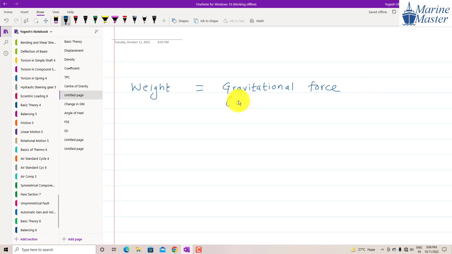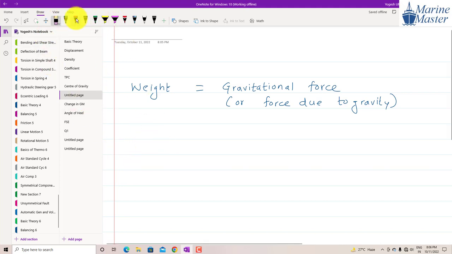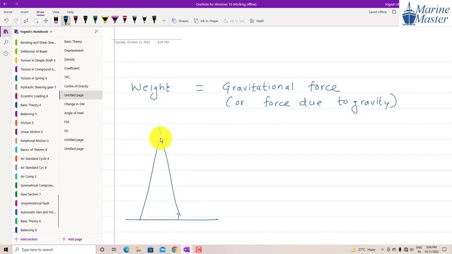In other words, force due to gravity, guys. Force due to gravity. Just imagine that the Burj Khalifa is there, the tallest building in the world, and suppose this is me, Yogesh.